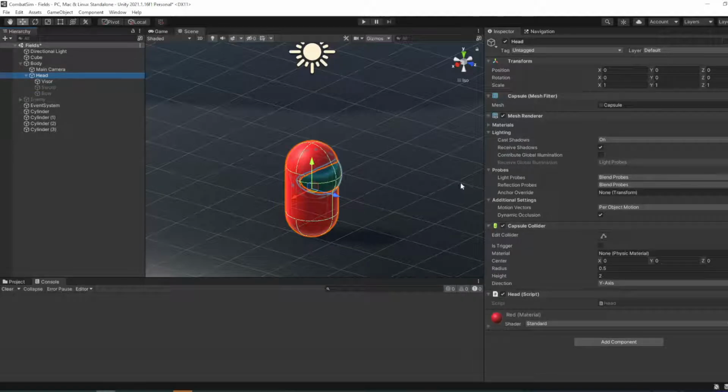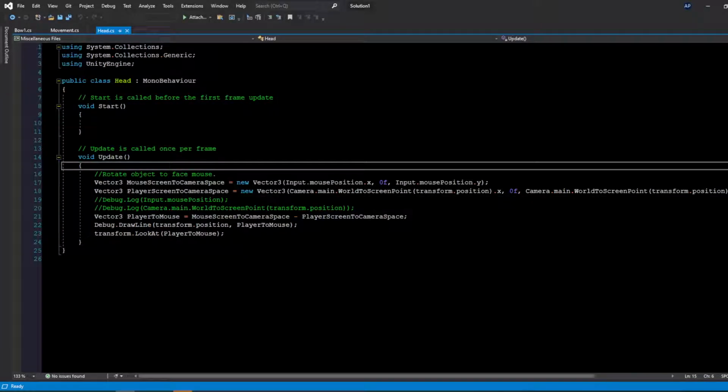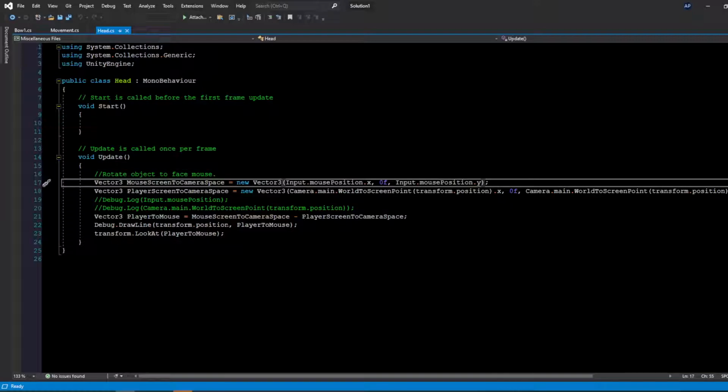So now let's look at the head. The head will rotate to look at your mouse. So let's see how that works. Really, it's just these four lines.